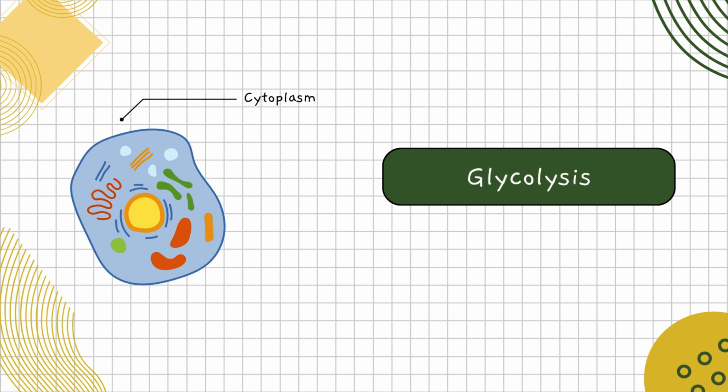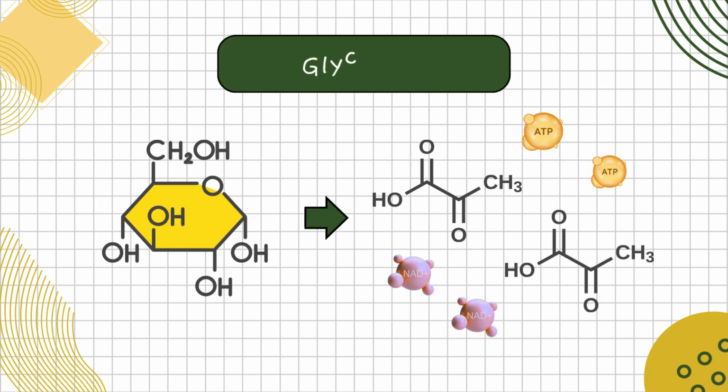Step 1 is glycolysis, which happens in the cytoplasm, outside the mitochondria. Here, one glucose molecule is split into two pyruvate molecules. This step produces 2 ATP and 2 NADH, a molecule that carries electrons to the later stages. The best part: glycolysis doesn't need oxygen. It's anaerobic.